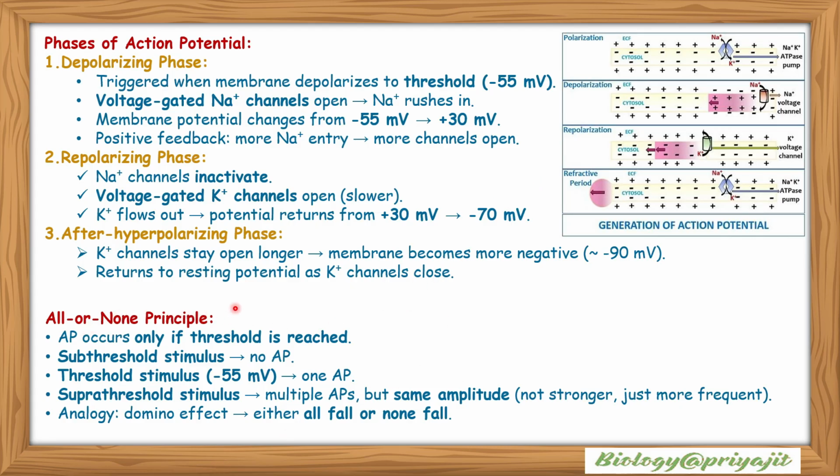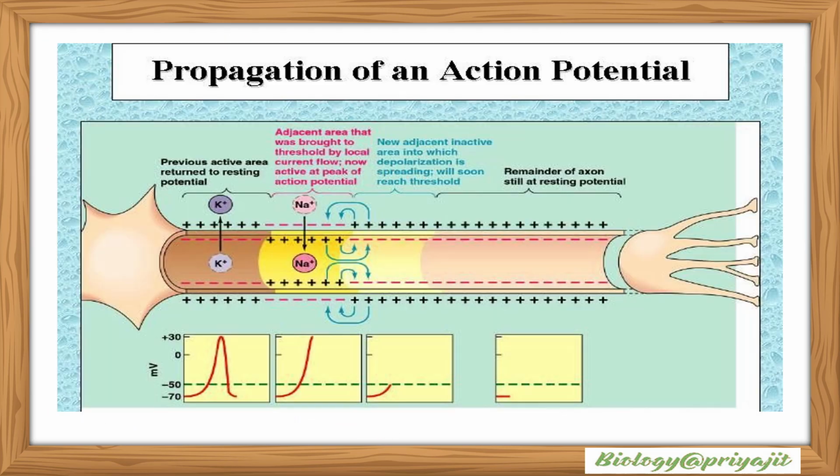So what is the all or none principle? Action potential occurs only if threshold is reached. Subthreshold stimulus will cause no generation of action potential. So during a subthreshold stimulus, no action potential will be generated. Threshold stimulus is approximately minus 50 millivolt, which causes one action potential, and suprathreshold stimulus causes multiple action potentials, but same amplitude, not stronger, just more frequent. Analogy: domino effect, either all fall or none fall.